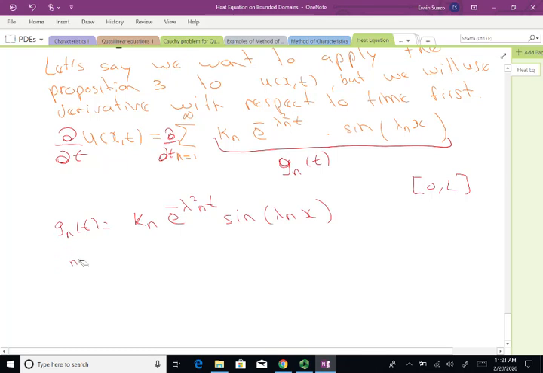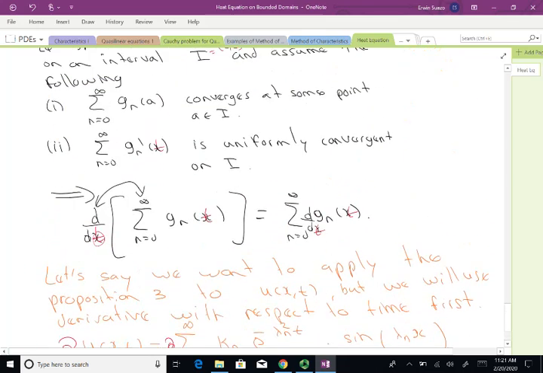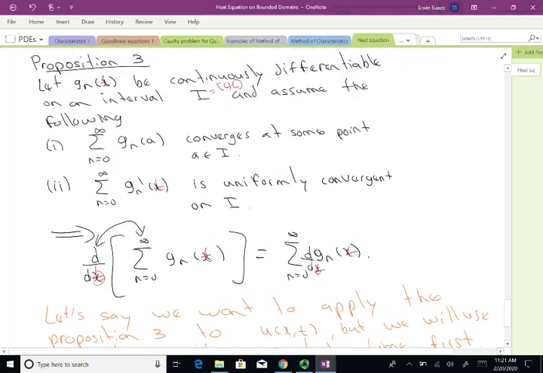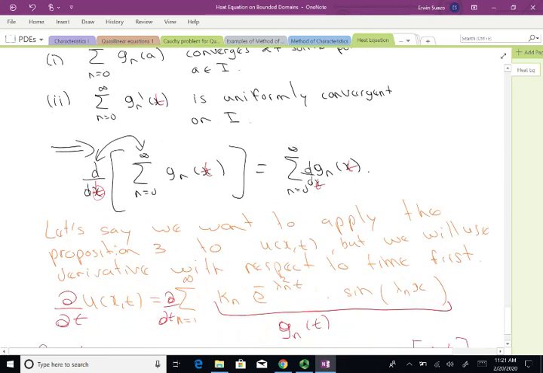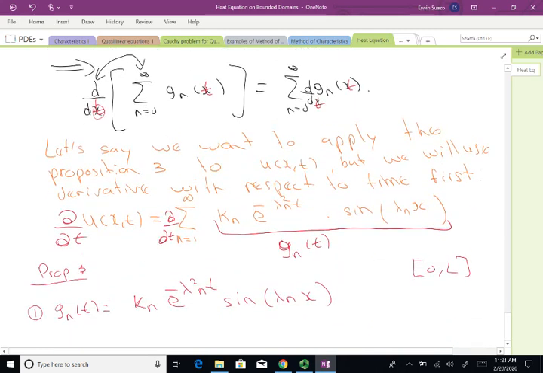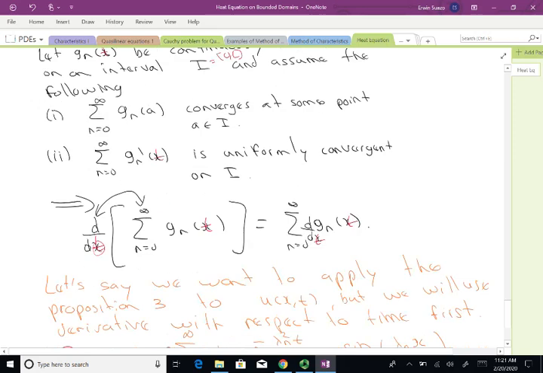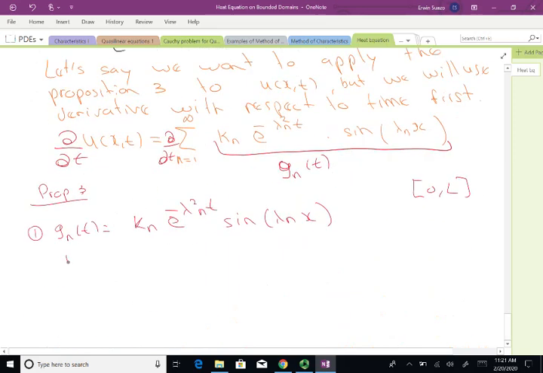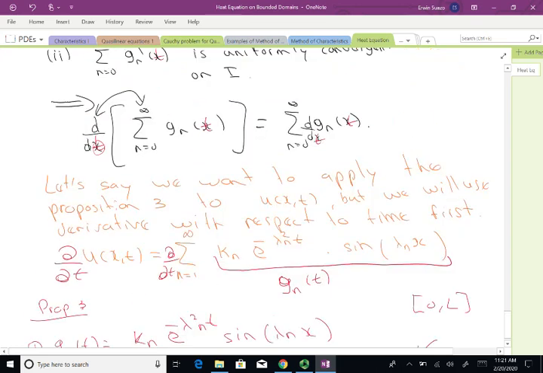So condition 1 for proposition 3 says that Gn is continuously differentiable on an interval I. Yes, this is Gn, it is continuously differentiable on 0 to L. Check. Okay, next.